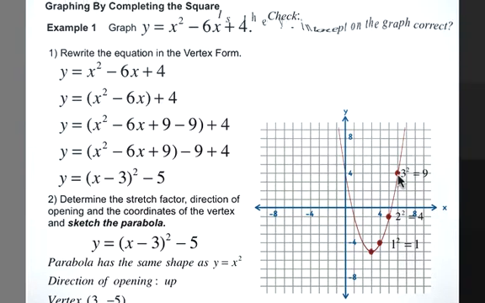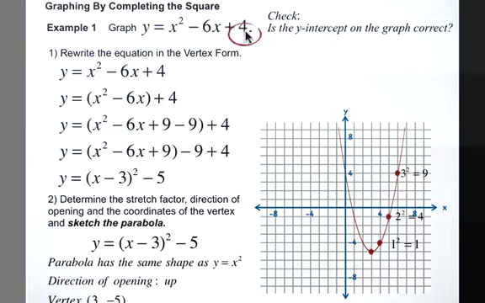We can check now. Is the y-intercept on the graph correct? According to the standard form, the y-intercept should be at plus 4. And it is located at plus 4. So we've done a good job of graphing.